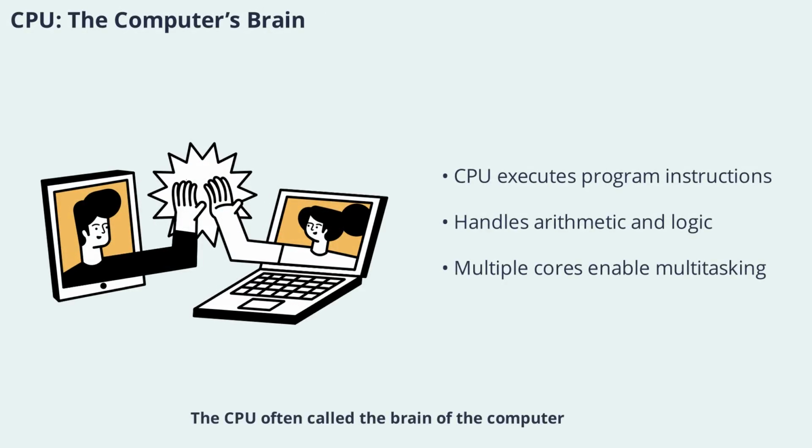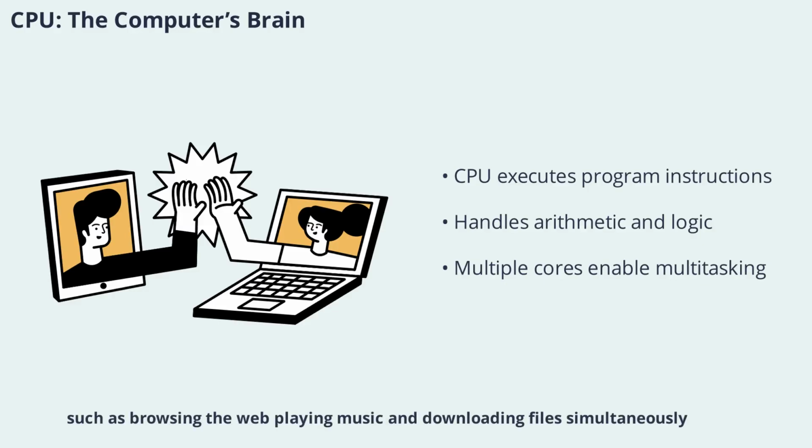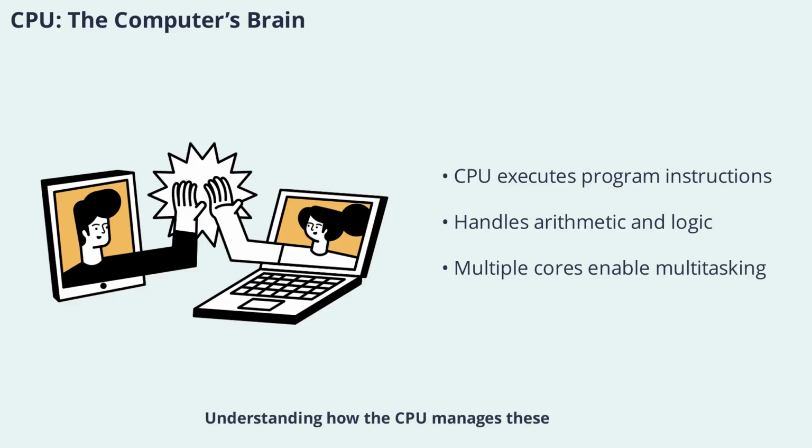The CPU, often called the brain of the computer, is responsible for executing instructions from programs. It performs arithmetic, logic control, and input-output operations. Modern CPUs are equipped with multiple cores, each capable of handling separate tasks. This means your computer can run several operations at once, such as browsing the web, playing music, and downloading files simultaneously. Understanding how the CPU manages these tasks is crucial to grasping multithreading.